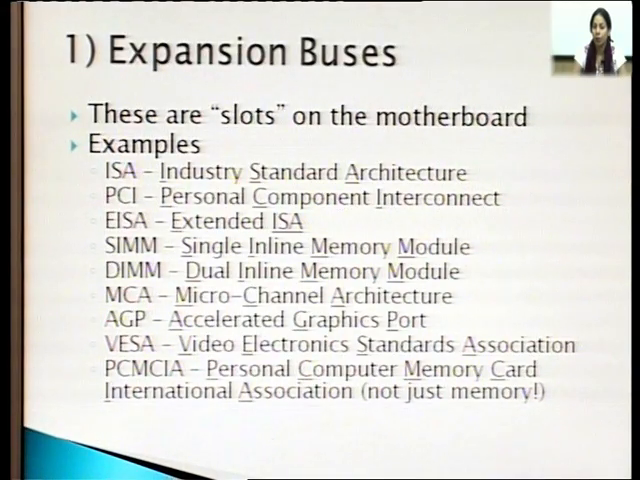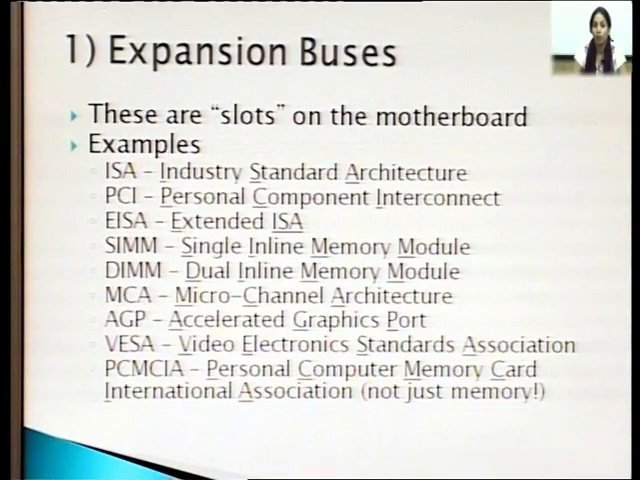ISA is basically the older version of the slots available in the old versions of motherboards. The full form of ISA is industry standard architecture. Then we have PCI slots, peripheral component interconnect. EISA is the extended version of ISA slots. Then we have SIMM slots and DIMM slots. These are two slots for memory. The full form of SIMM is single inline memory module, and DIMM is dual inline memory module.